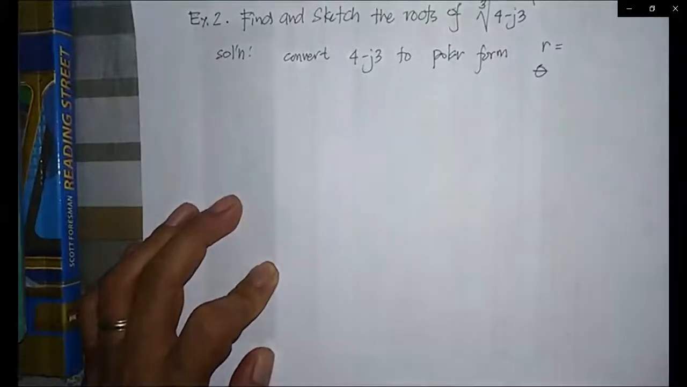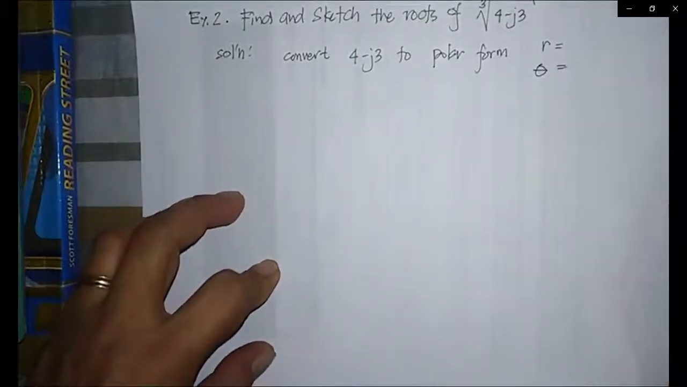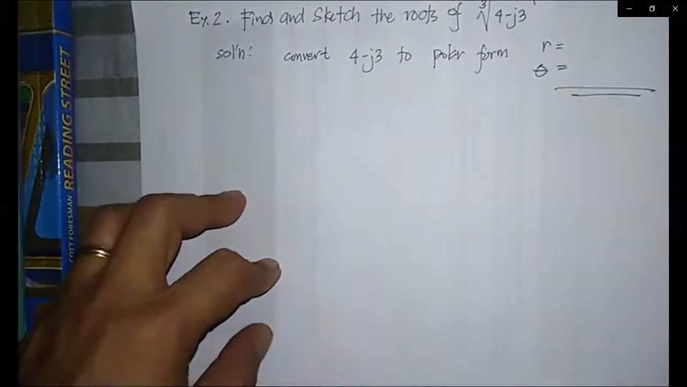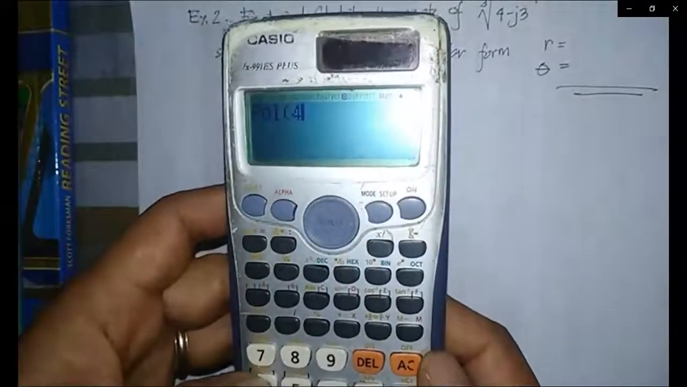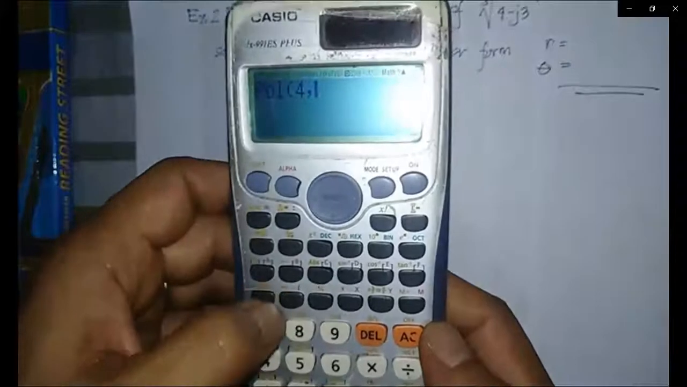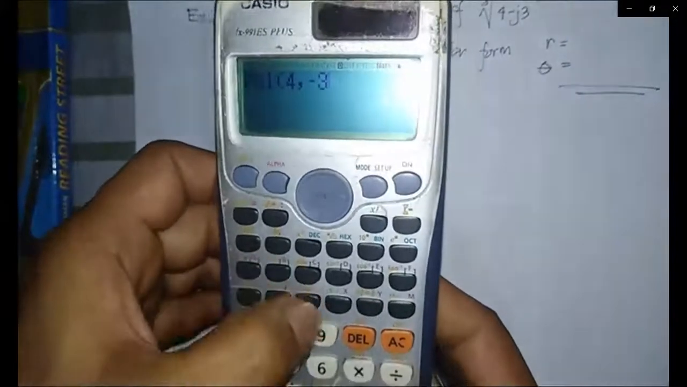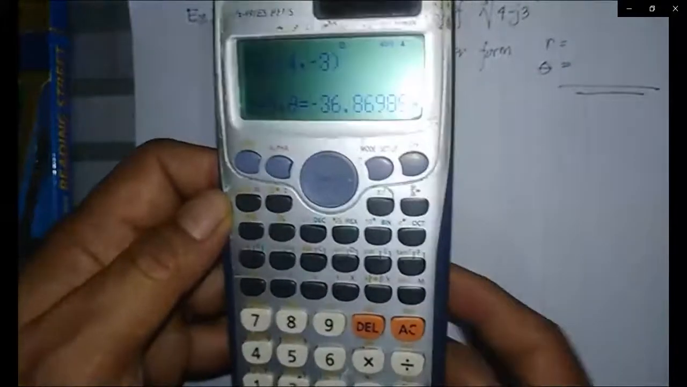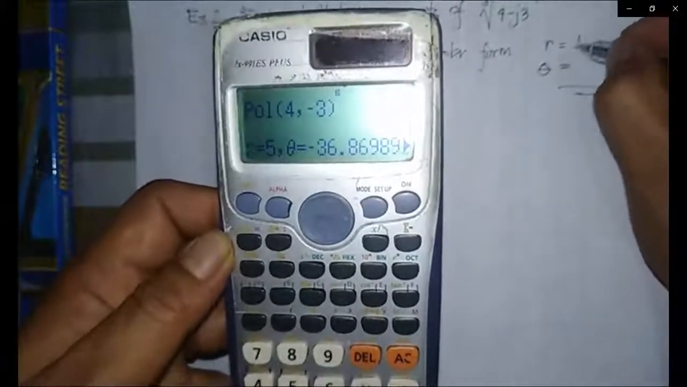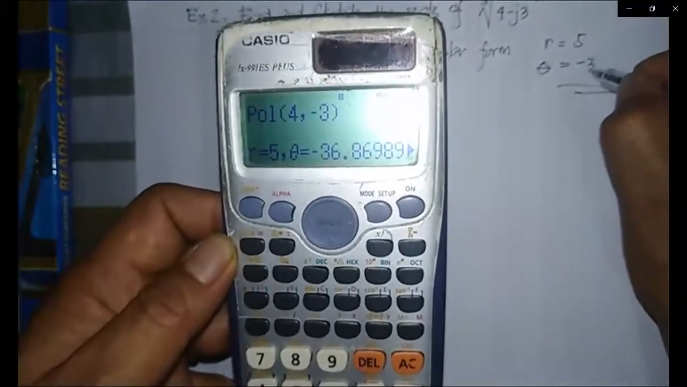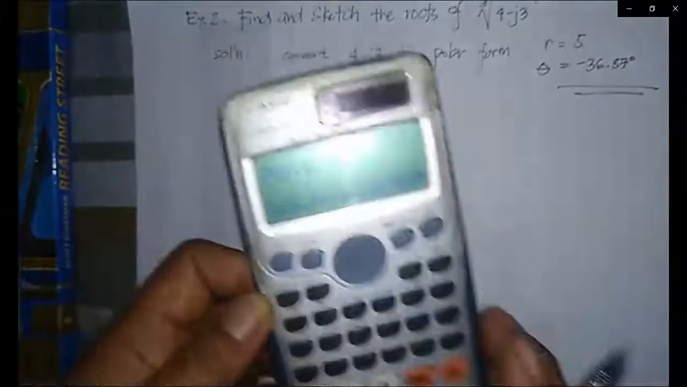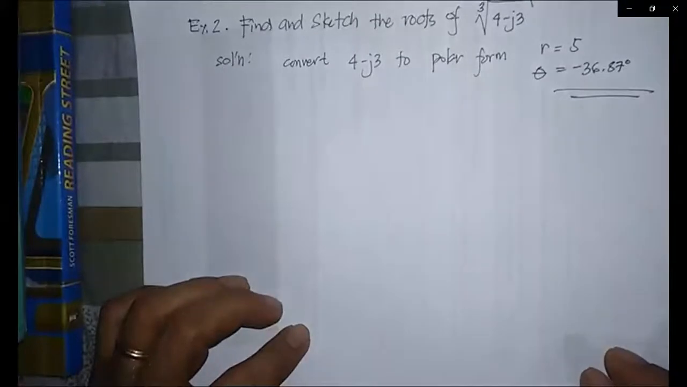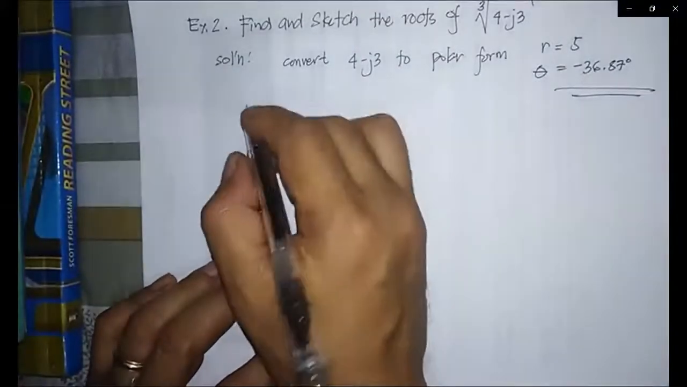So R here is equal to, and the angle theta is equal to... Take out your calculator and try to convert the rectangular 4 minus j3 to its equivalent polar form. You can write that as pole 4, comma, minus 3, then press equal sign. Now you have the value of your R and your angle, 36.87 degrees. Throughout the topic, we will be using up to 2 decimal places.